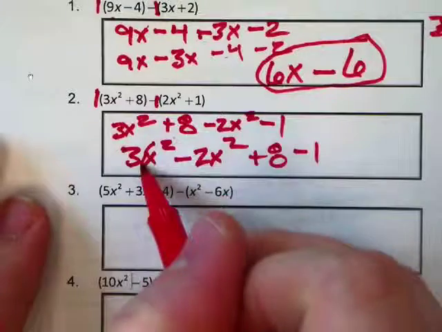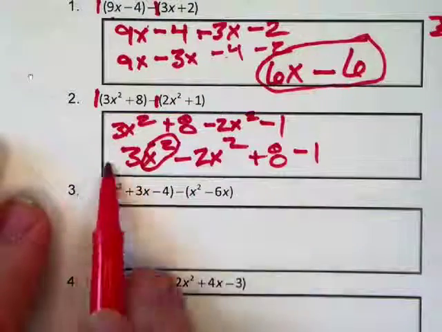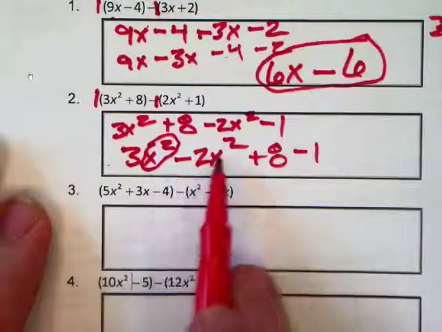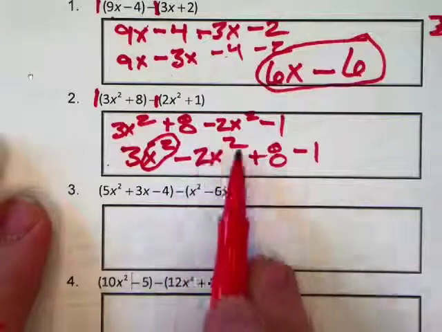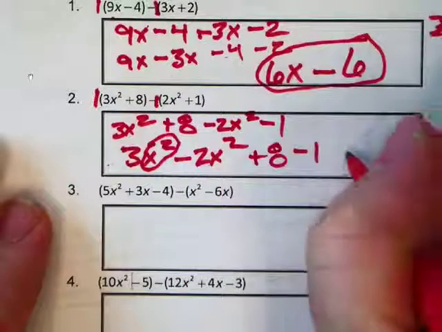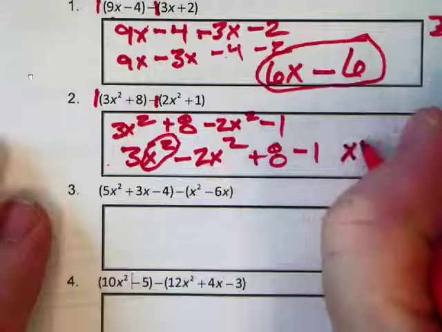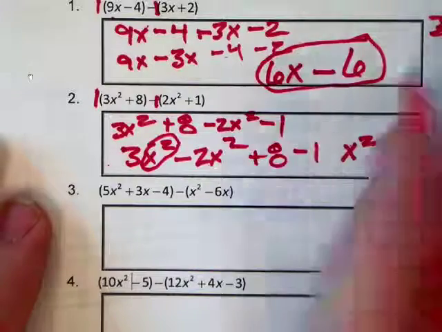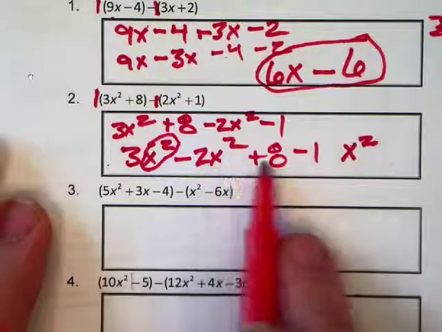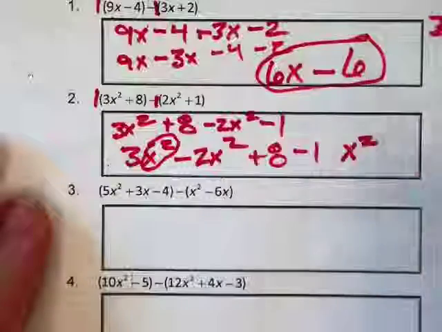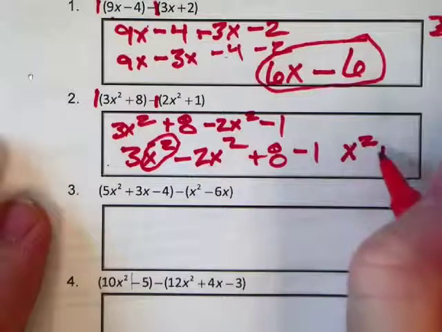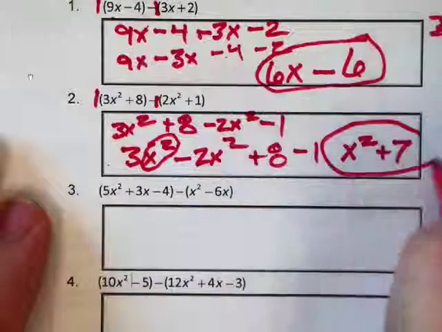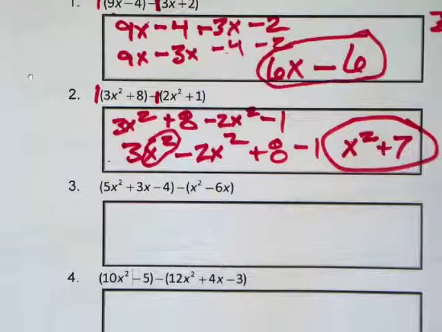Treat that as just an object. We have 3 of these objects, and we're taking away 2 of those objects. We have 1 left, so that leaves us with just x squared. And we have 8 of something minus 1 of something. 8 minus 1 is 7. Okay, so that's all you're doing on the first section. You're just going through and combining like terms.